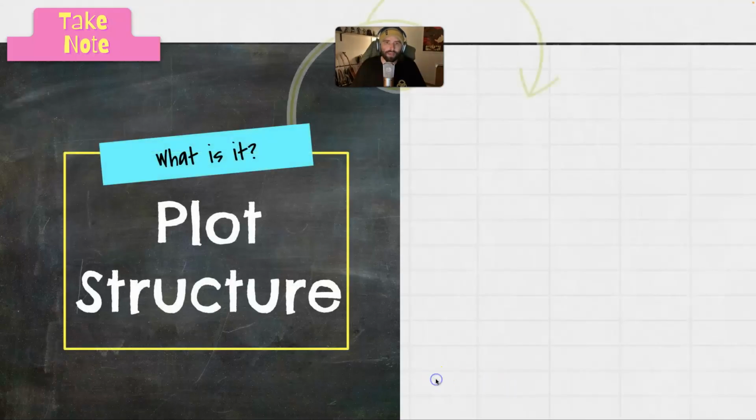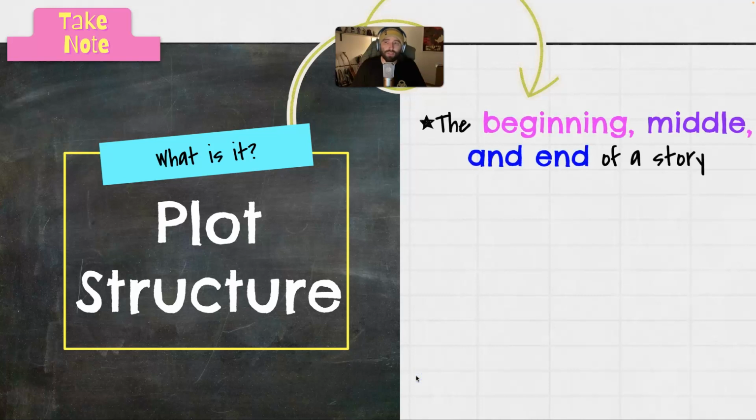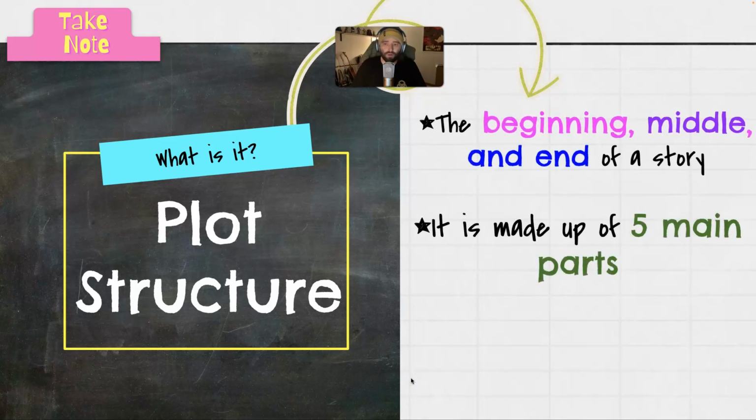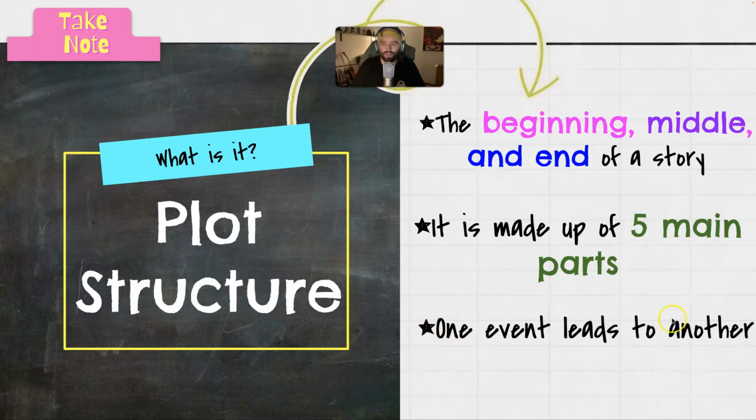And so what is plot structure? Plot structure is the beginning, the middle, and end of a story. It is made up of 5 main parts, which we're going to go over here in a second. And essentially, you just need to note that one event leads to another, right? And we'll talk about that on the next slide. But just note the beginning, the middle, and end of the story.